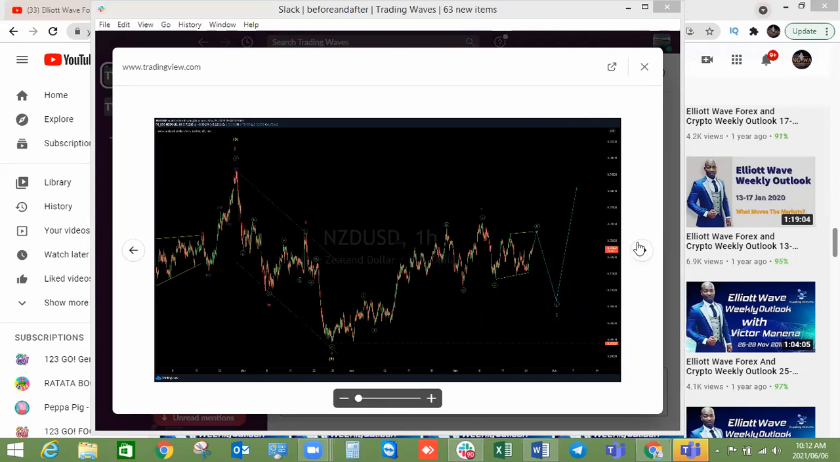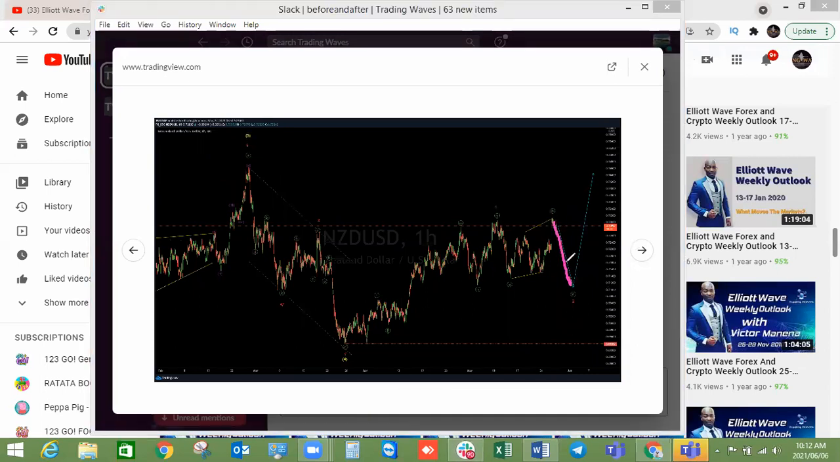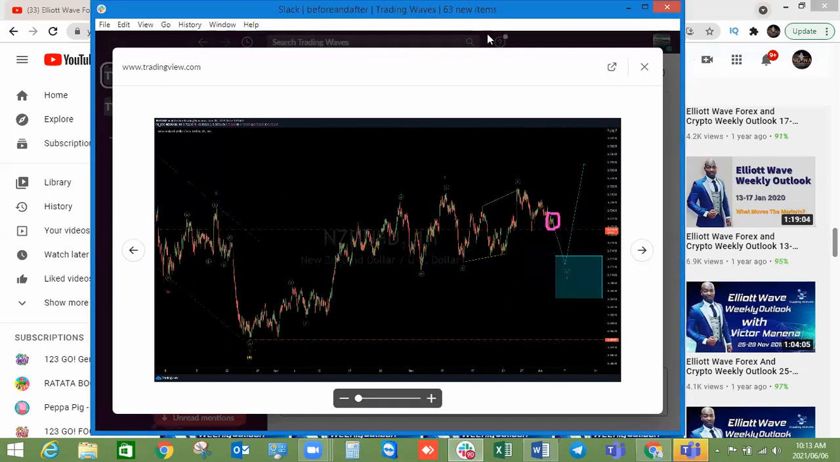How did New Zealand US dollar play out? So that was New Zealand US dollar. We're looking for this one to push to the upside here, and then we can move to the downside and then upside like that. So before the NFP, this is where we were. Let's see how this plays out.